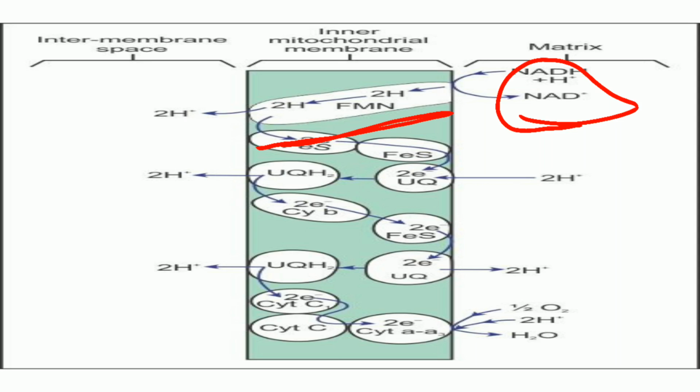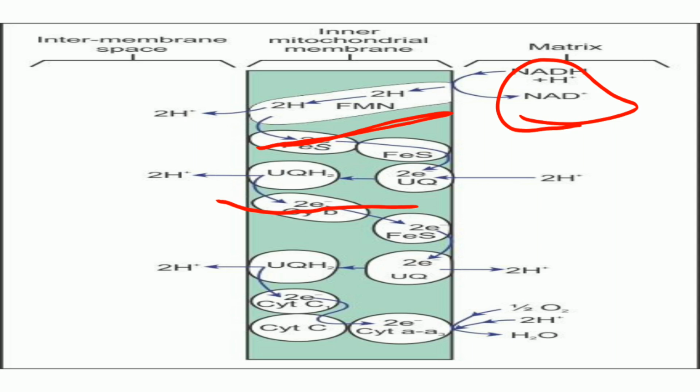Ubiquinone also receives reducing equivalents via complex 2, that is FADH2, which is generated during oxidation of succinate in the citric acid cycle. You must remember that the electron transport chain is proceeding during the Krebs cycle, so the various substrates are being discussed. The reduced ubiquinone is then oxidized with the transfer of electrons to cytochrome C.